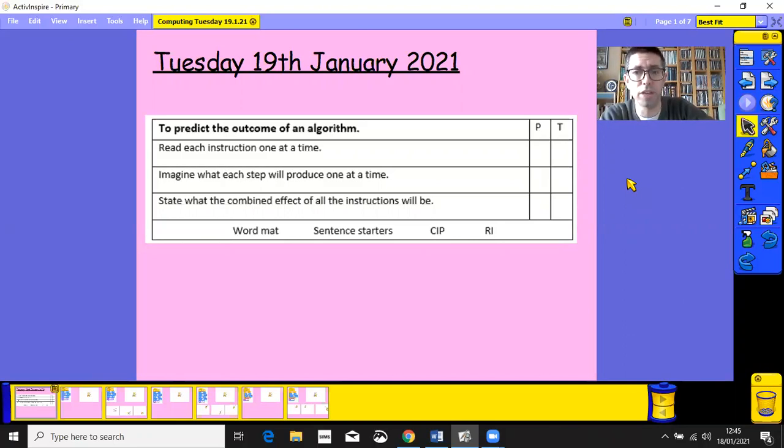So to do that, we have our success criteria. We're going to be looking at each instruction one at a time. So we have to look at it, we need to read it, and then we need to think, what will that look like after each step? Because if we look at it one step at a time, that means that we'll then be able to say at the end what the overall, the combined effect of all of the instructions is, because then we'll be able to say what the outcome of the entire algorithm is. So that's what we're doing today.